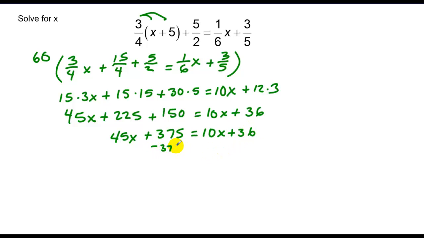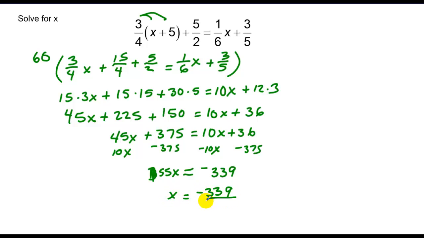Subtract 375 to both sides. Subtract 10x to both sides. Left side 35x. I lied, 55x. Right side negative 339. So x equals negative 339 over 55. And that doesn't reduce.